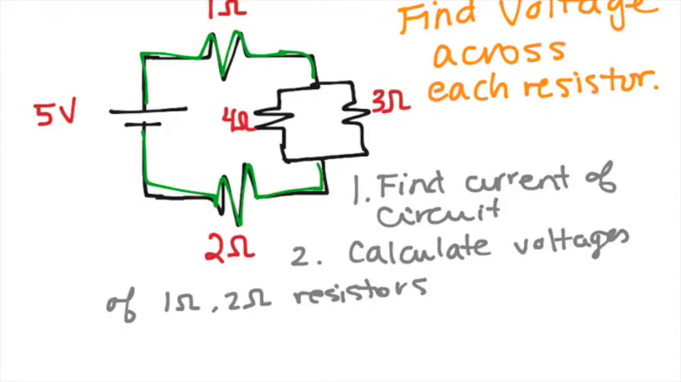So to clarify, the current in the 3 and 4 ohm resistors can vary. We're not exactly sure what it is yet because we haven't calculated it. However, the current in the 1 ohm and 2 ohm resistors is going to be the same as the current in the entire circuit because those two resistors are part of the completed circuit and they cannot be avoided.